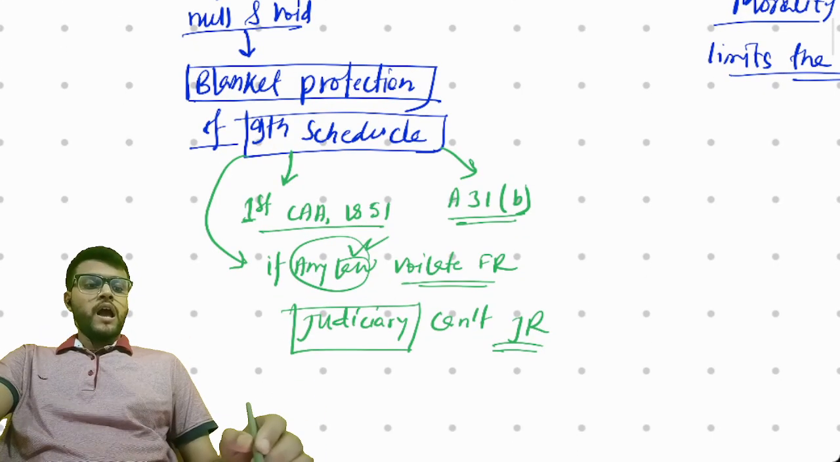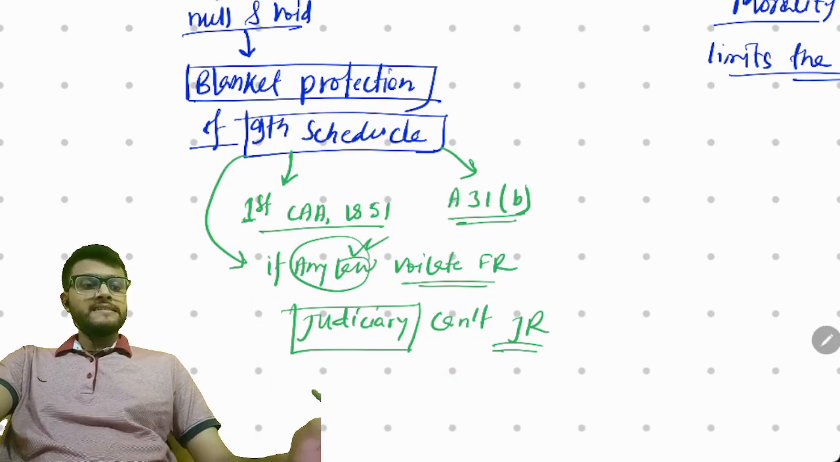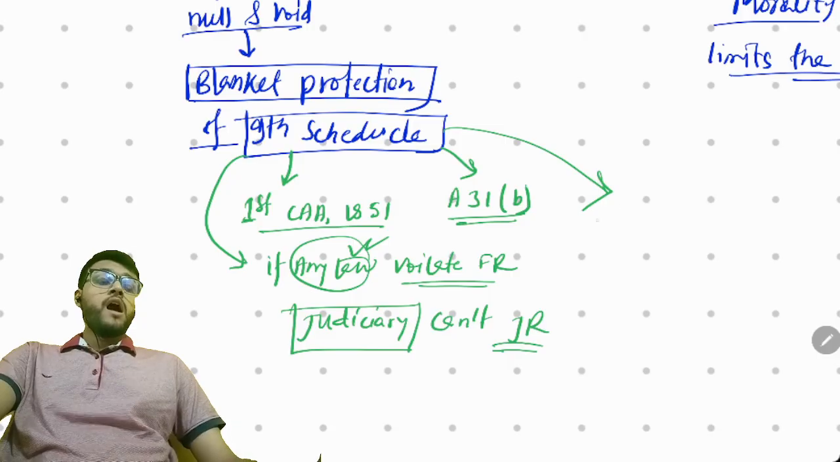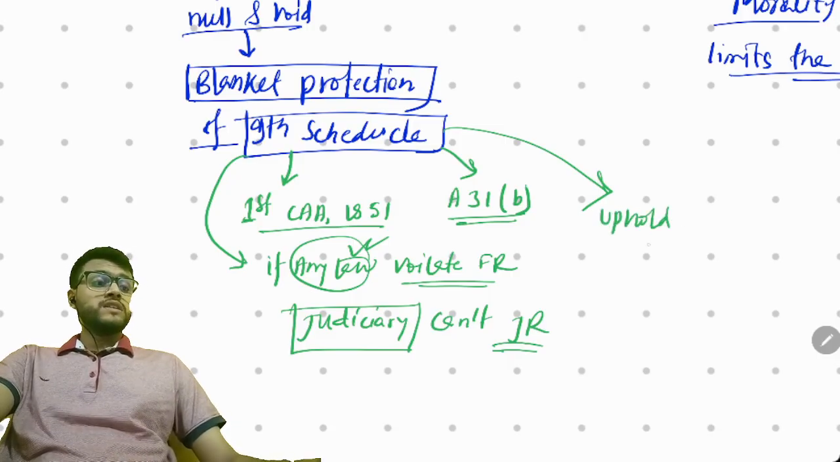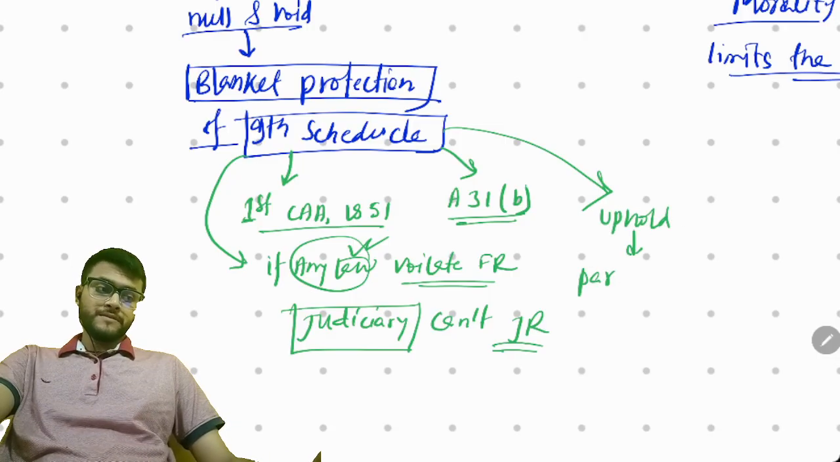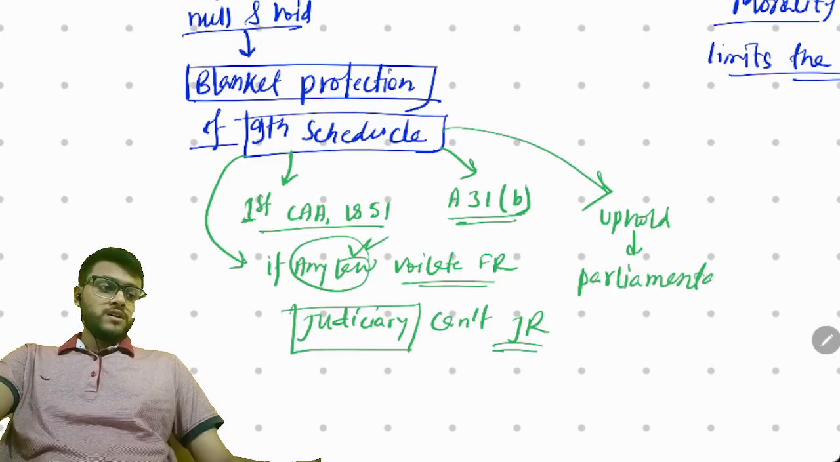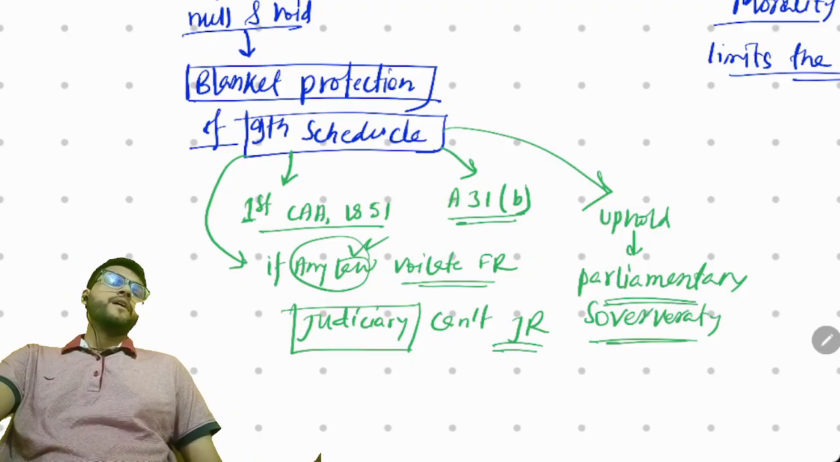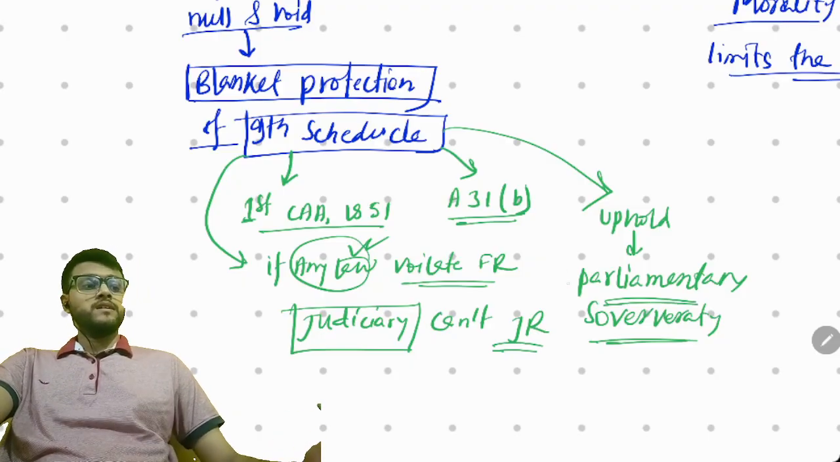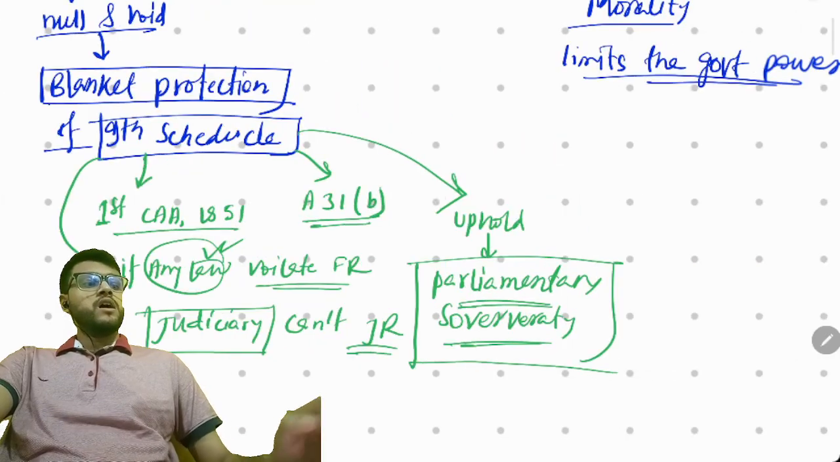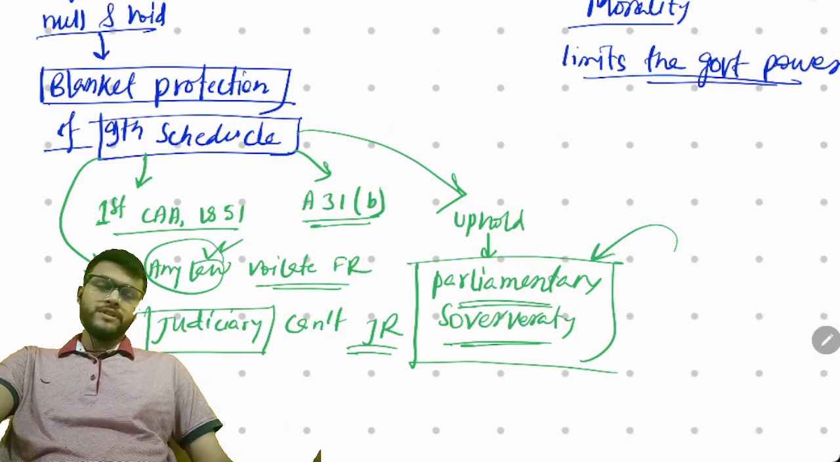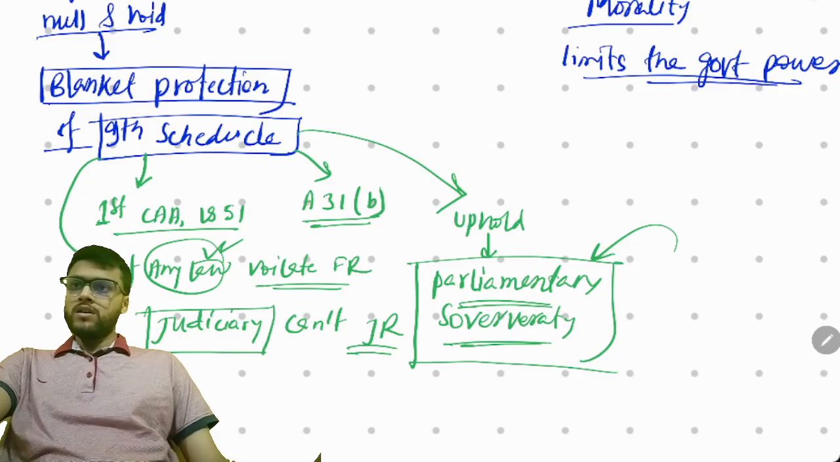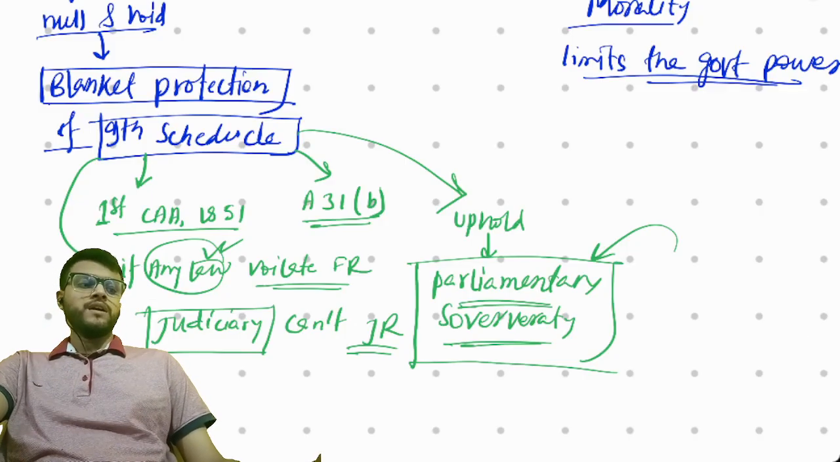So by the ninth schedule, here we uphold parliamentary sovereignty. But our Indian constitution does not follow parliamentary sovereignty. Parliamentary sovereignty is followed by the UK, or British system.